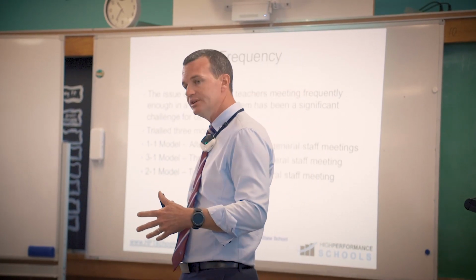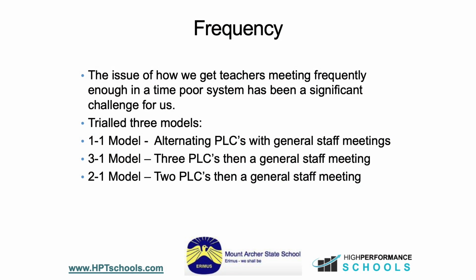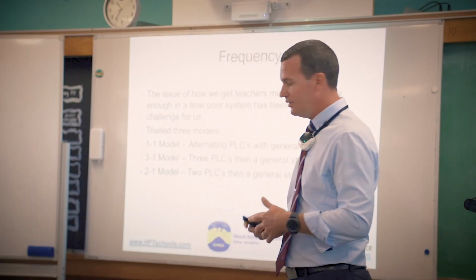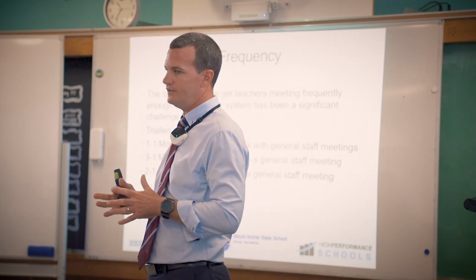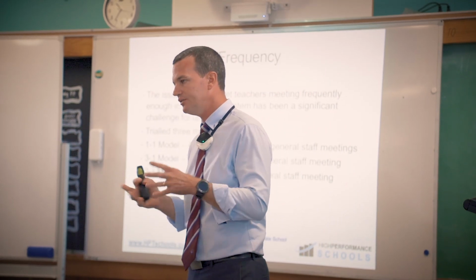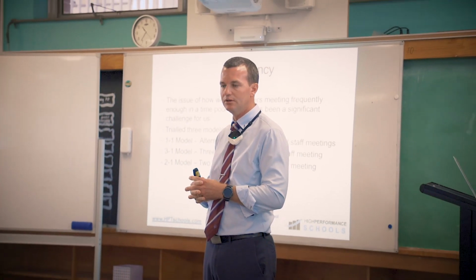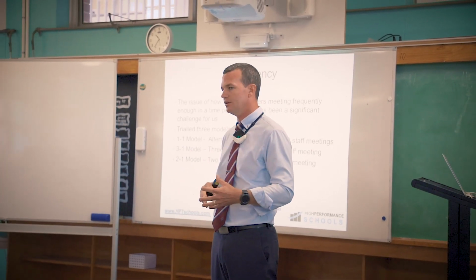So then we settled on this 2-in-1 model, where we have 1 staff meeting, then 2 PLCs, 1 staff meeting, 2 PLCs. And we rotate through. So they get 3 staff meetings in a term and at least 6 PLC meetings in a term. Now, the reason we settled on that is we found that obviously we got a little bit more sophisticated with our PLC structures. Our teams are quite tight at Mount Archer. We know each other really well, so we can rotate that frequently and the engagement stays high.